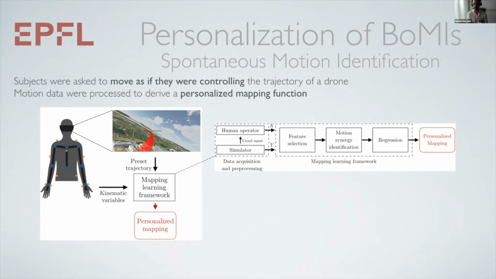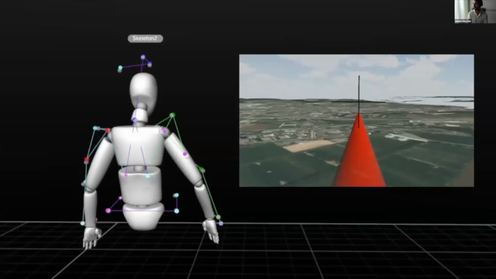Based on that, we extract the most important features. Then we run a regression algorithm, both linear and nonlinear, to see if there are differences. And everybody was then allowed to control the drone using the personalized mapping. So this is how it looks. This is what we call the imitation task.